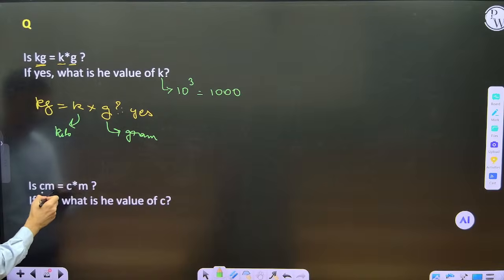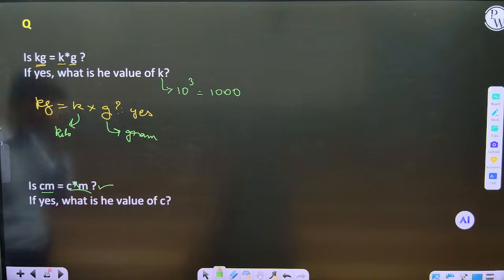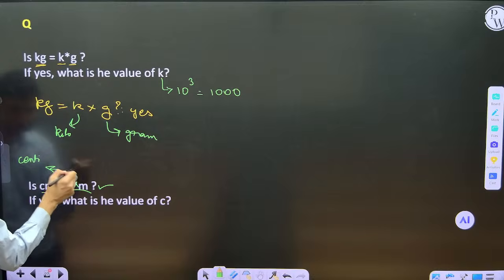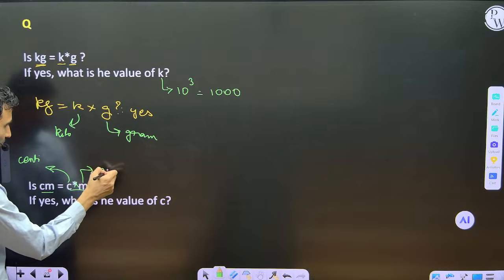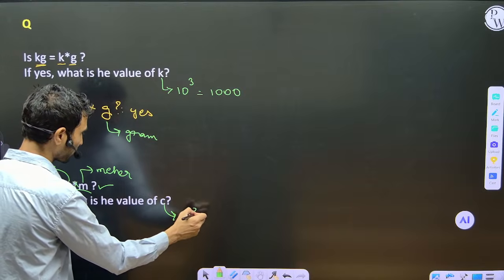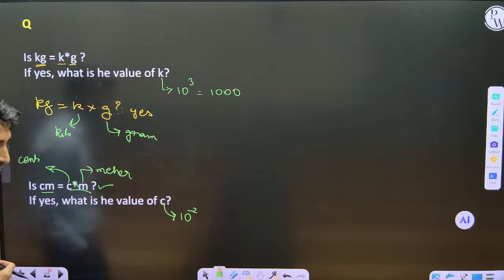Similarly, is centimeter c into m? Yes, it is actually c into m. And what is the value of c? What is c here, guys? C is centi and m is meter. So what is the value of centi? 10 raised to the power minus 2. Right? Take this down.